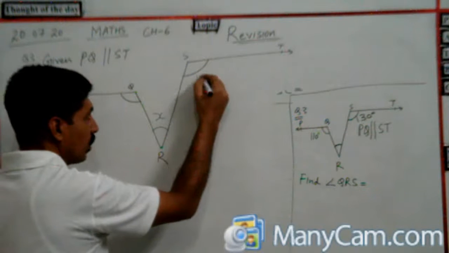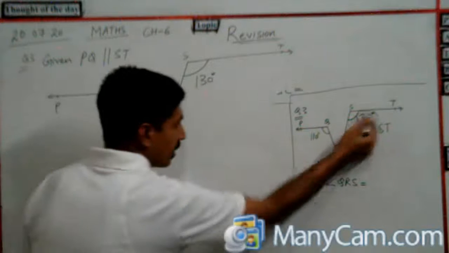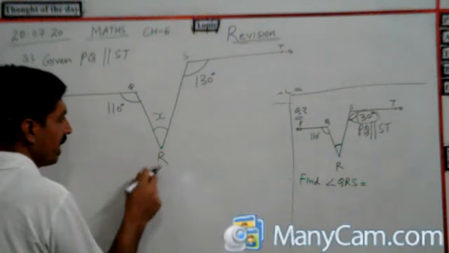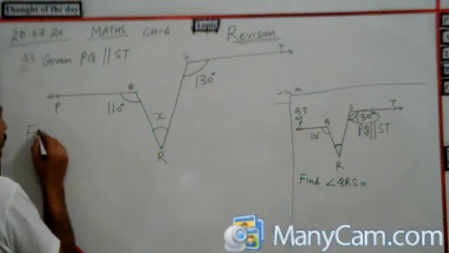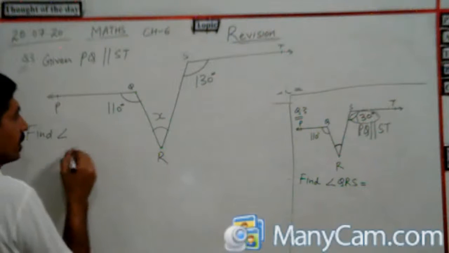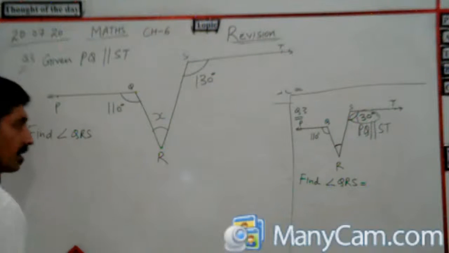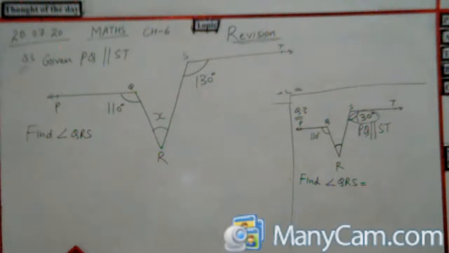This angle is 130 degrees, right? And this angle is 110 degrees. Find angle QRS, right? I am waiting for your answers.